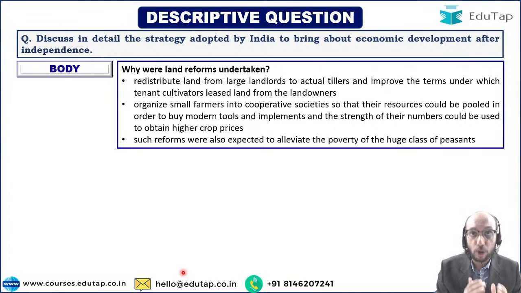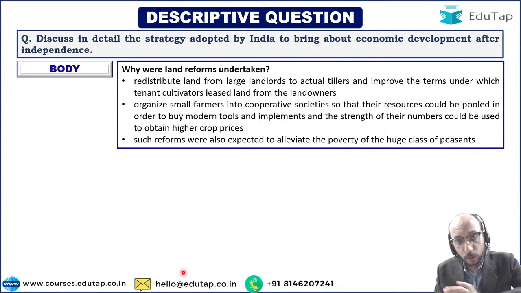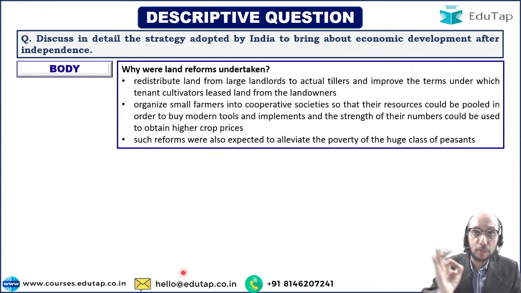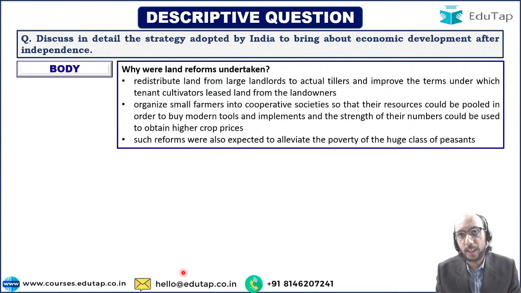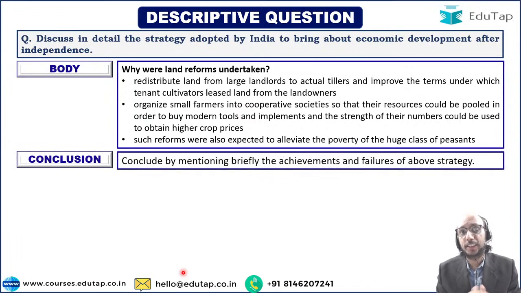And we believed honestly that through this kind of an approach, we will be able to distribute asset ownership across the length and breadth of the country, and therefore we may be able to alleviate the problem of poverty amongst the peasants. These were the ideas which were the underpinnings of the strategy that we adopted.